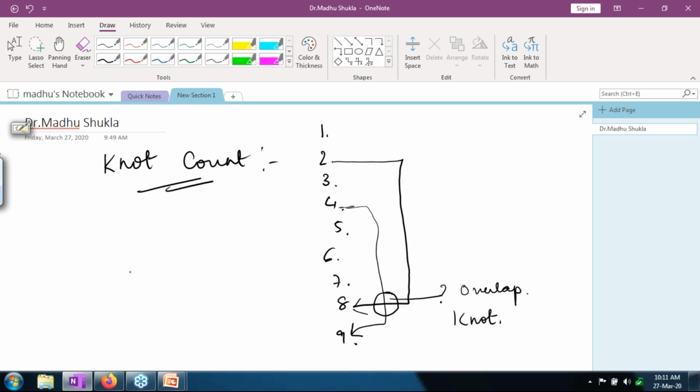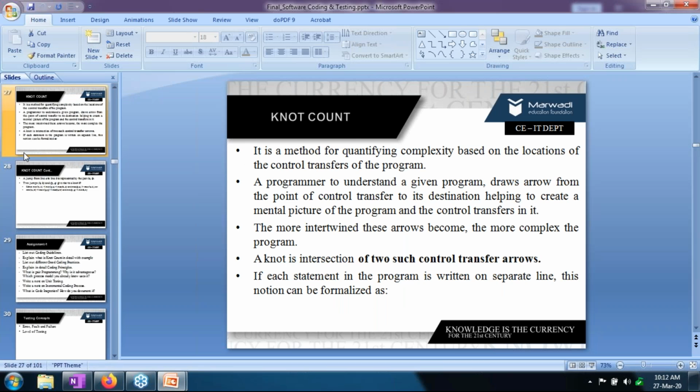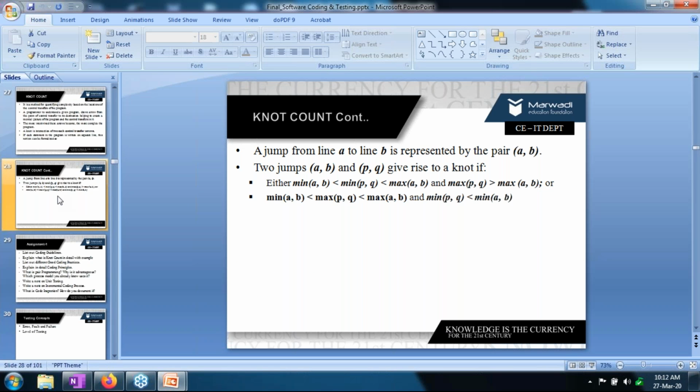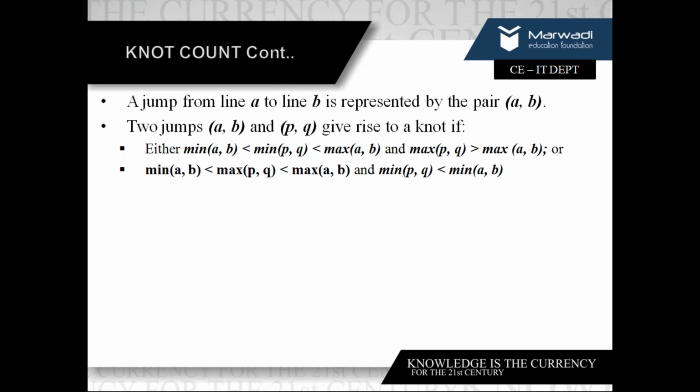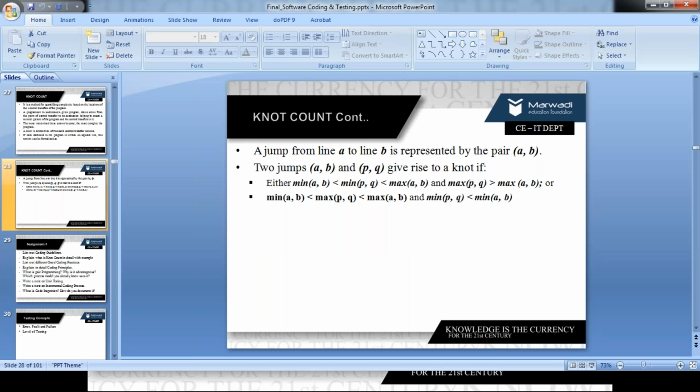Let us compare. You'll see some formula here in the PPT. Write down the formula with me and let us trace if it is correct. Write down the formula. Minimum of A and B, everyone. Write it down and then I'll ask you to compare it. Minimum of A and B is less than minimum of P and Q, less than maximum of A and B. Now let us go back here.